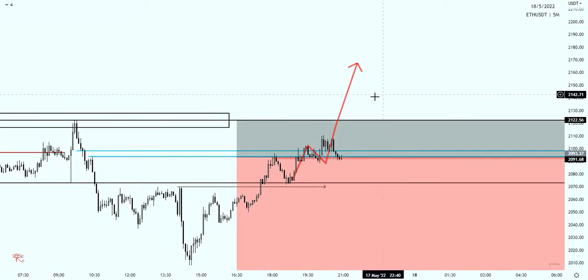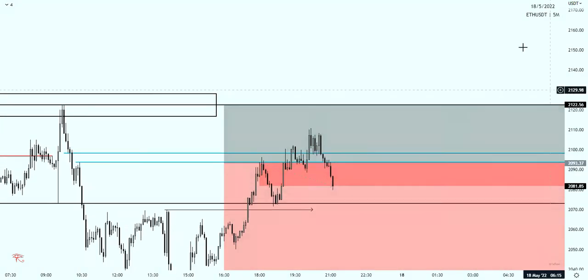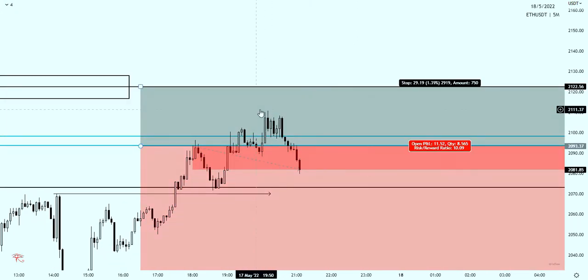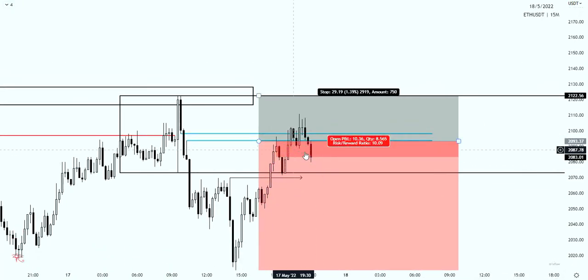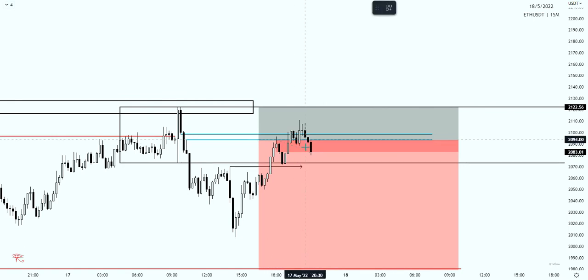But we are waiting for that final confirmation. Now we get that confirmation, that breaker structure to the downside in our area. We can look for zones of supply to now take this trade. Here's your 15-minute breaker structure to the downside. A 15-minute supply candle is formed.